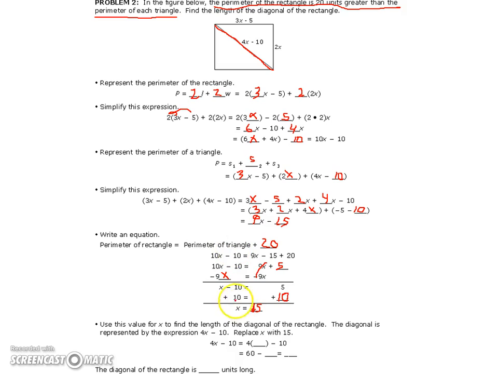So we're going to have to plug in 15 for the x in 4x minus 10, and solve for the value of the diagonal. So 4 times 15 is 60, take away 10, leaves us 50. All right, and so that's one example of a problem that uses A.4A.